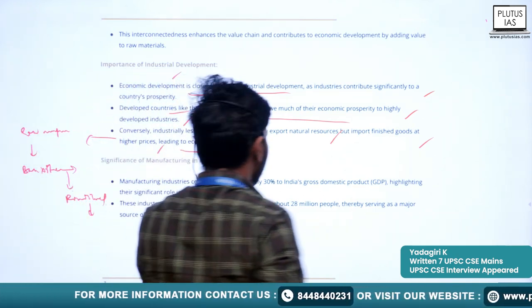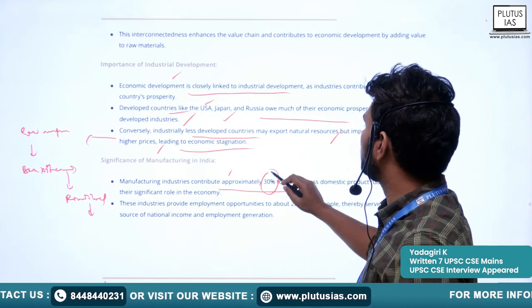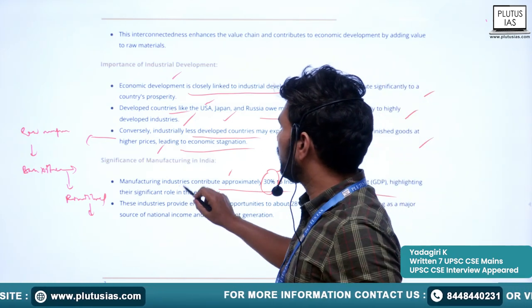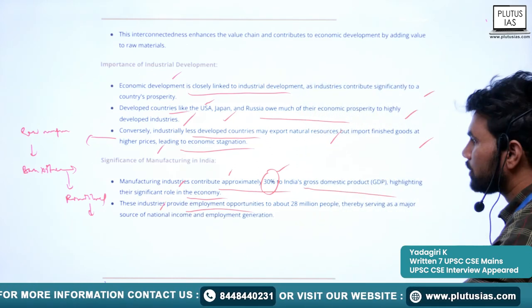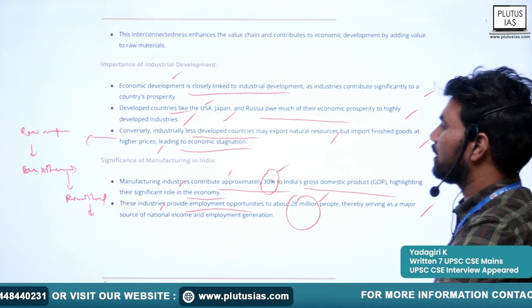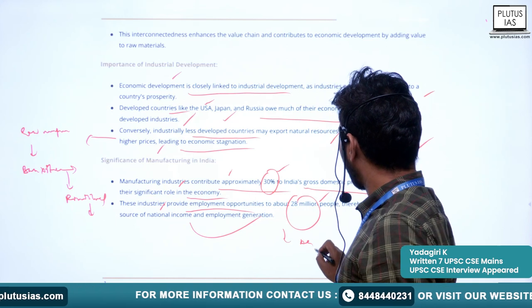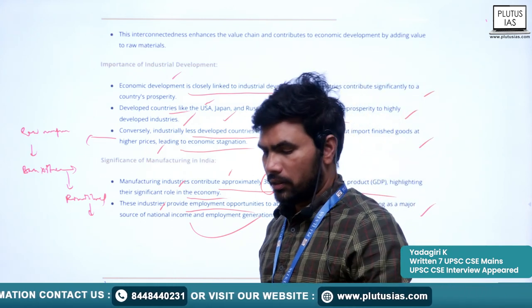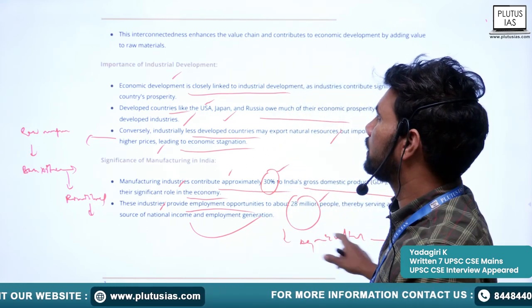If we understand the significance of manufacturing in India, manufacturing industries contribute approximately 30% of India's gross domestic product, GDP, highlighting their significant role in the economy. These industries provide employment opportunities to about 28 million people, thereby serving as a major source of national income and employment generation. After agriculture, industry is the second most important sector providing employment to the people. All right, so this is the significance.